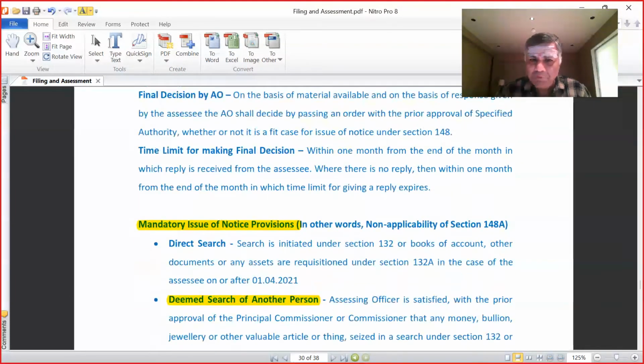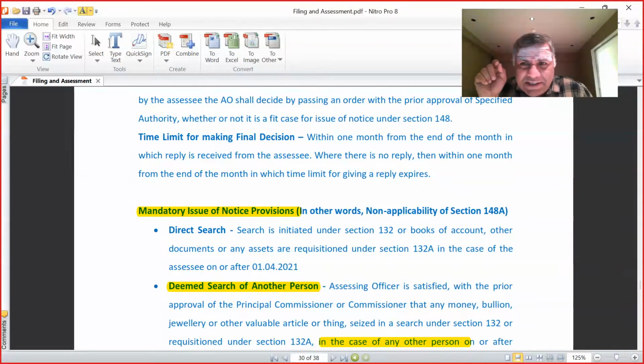Now all these are first proviso. The second proviso says no, it is not applicable in some cases. What are all the cases? Search of yours and deemed search of another person. What is meant by deemed search of another person? Can someone tell me? Benami's place, sir. Search in Benami's place. 132(4)(a).